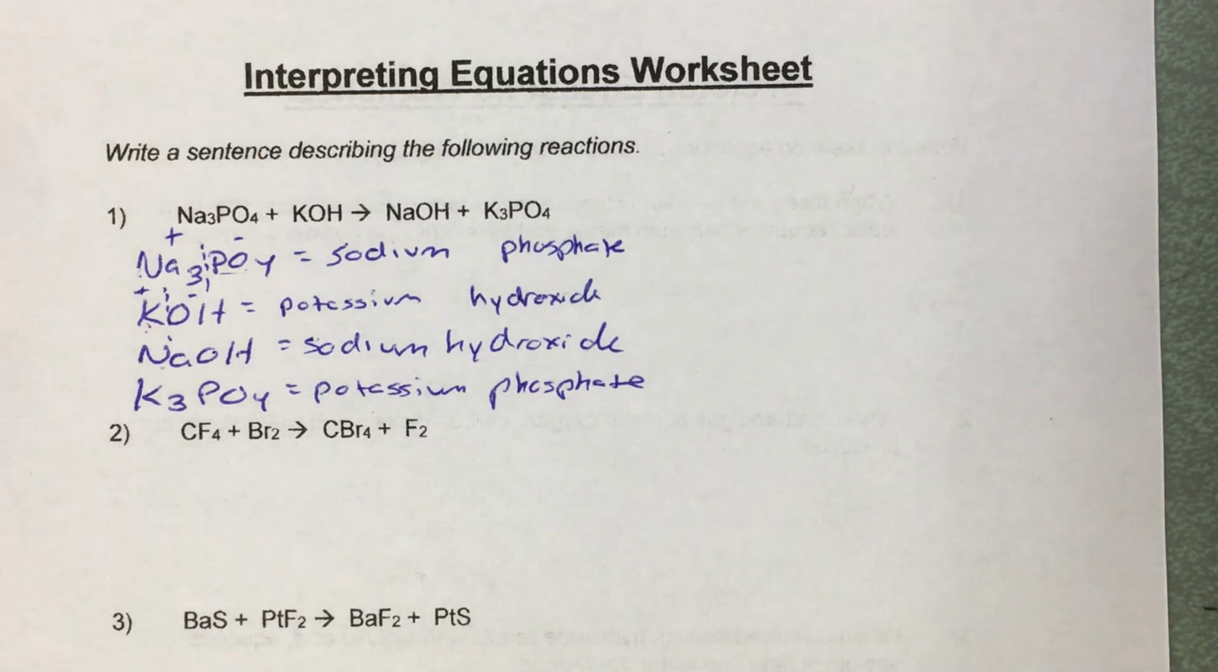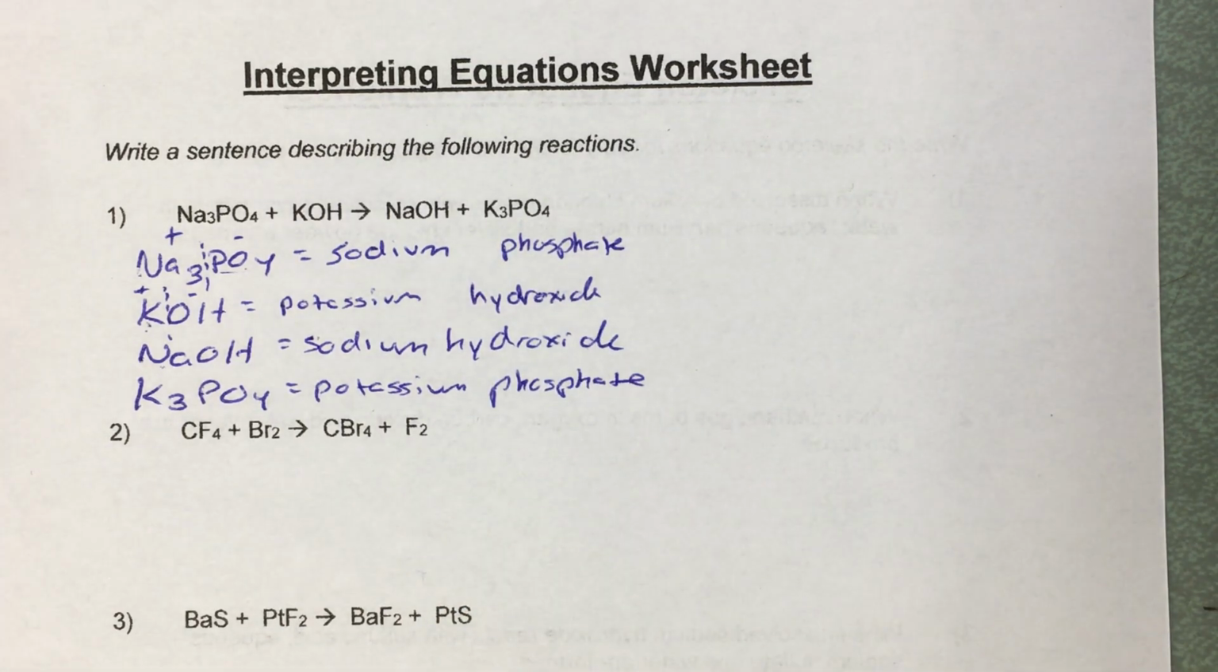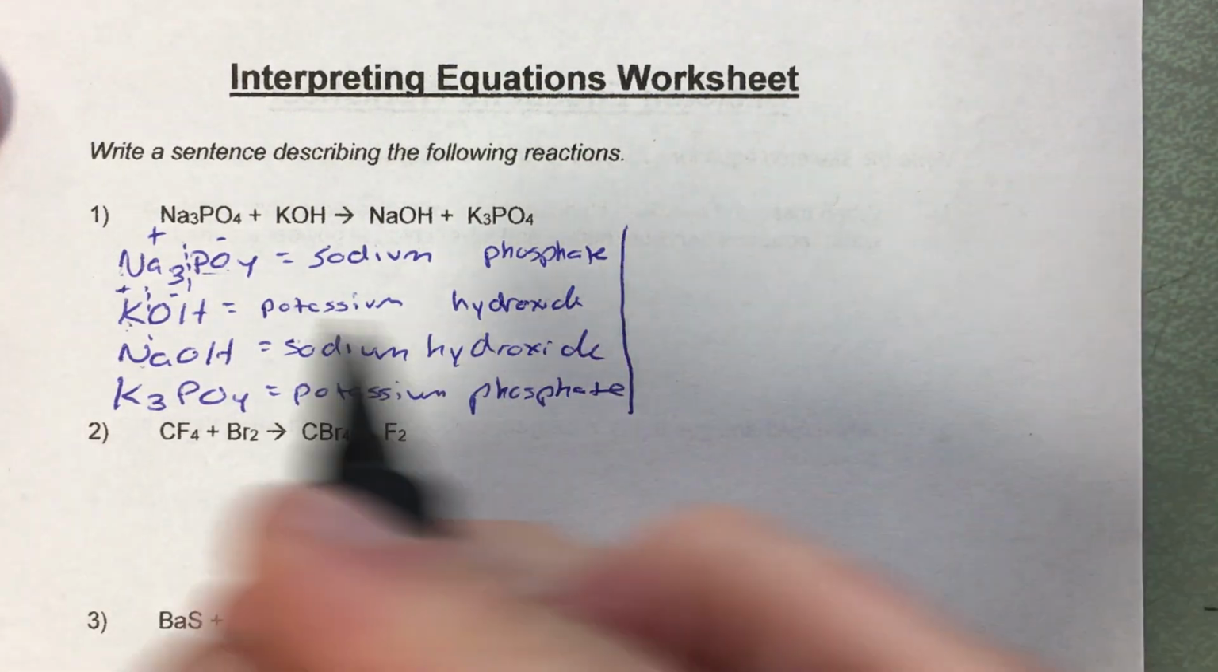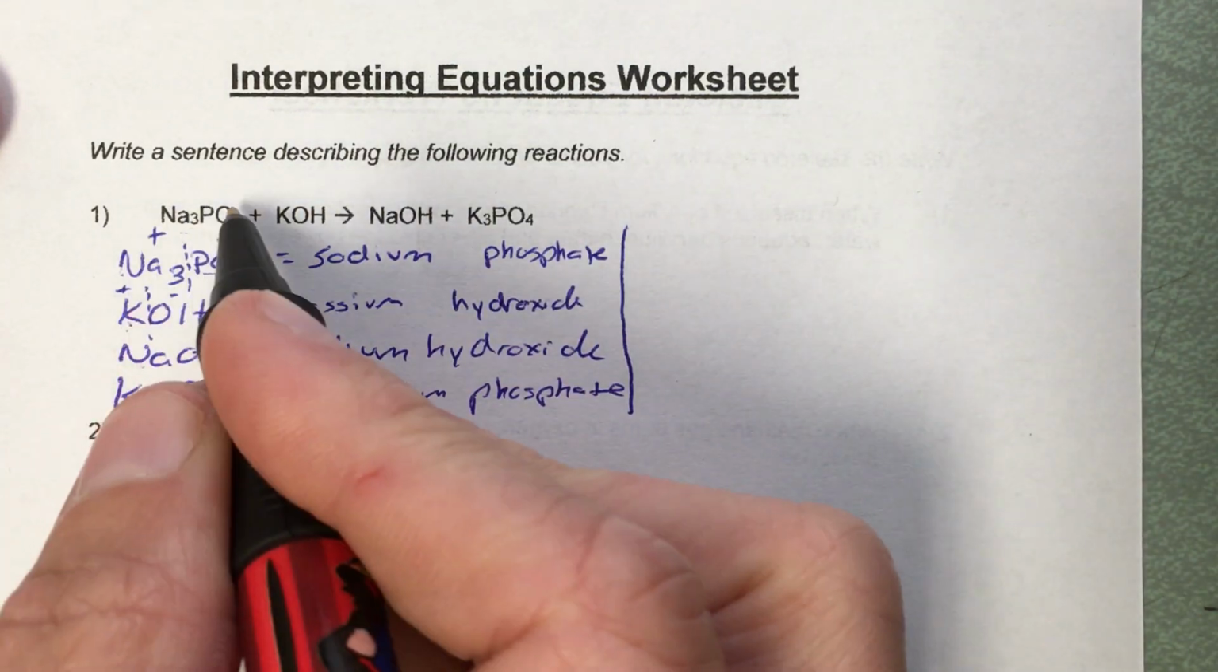Again, in most of these, most of your thinking takes place on the reactant side. Once you get to the product side of the equation, you're just swapping a couple parts of the names around in most cases, at least when it's ionic. So now we know what everything is, we're ready to write our sentence and describe the chemical change. And we just work our way across the sentence.